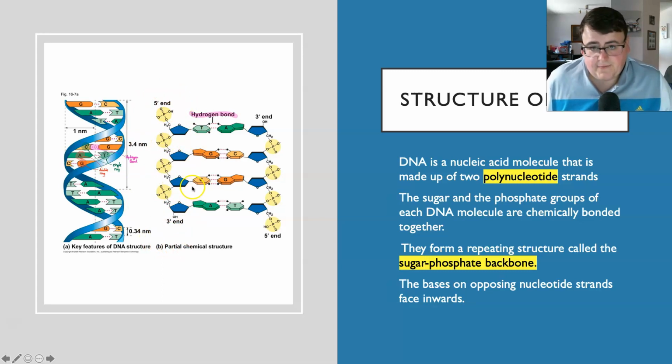The way that DNA arranges itself is that the nucleotides will always arrange themselves so that the bases face inwards. So the sugar and phosphate groups are on the outside, and the bases are on the inside.